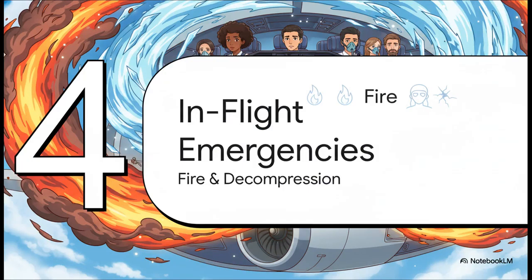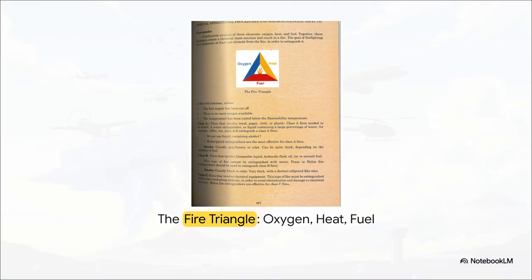Section 4, In-flight emergencies. We're looking at fire and decompression. The classic fire triangle requires 3 specific elements for combustion: oxygen, heat, and fuel. Together, they create a chemical chain reaction. The core goal of all firefighting, whether you're on the ground or cruising at 35,000 feet, is simply to eliminate at least one of these elements to break that chain and extinguish the fire. It's that simple, but the execution is everything.